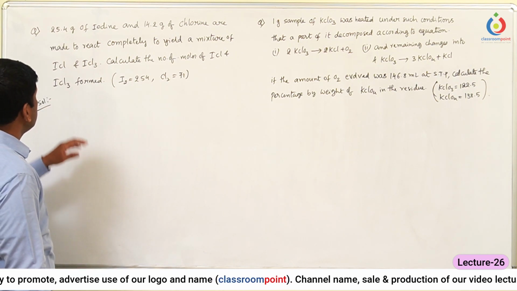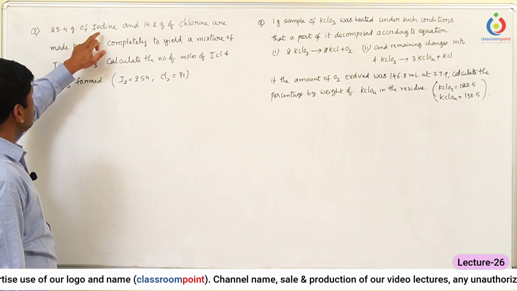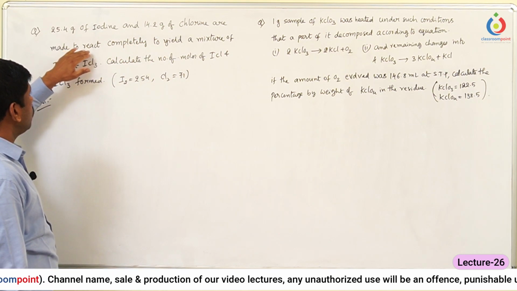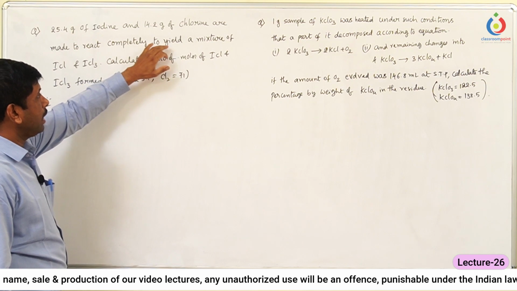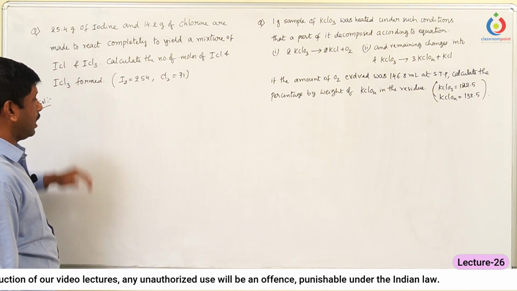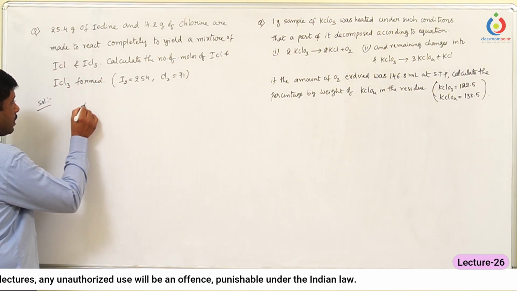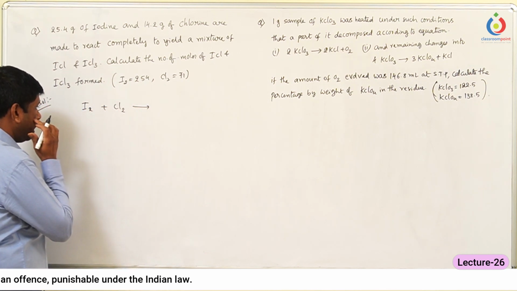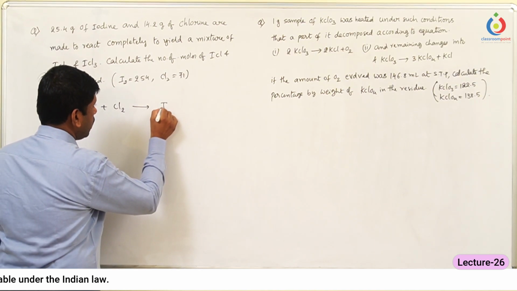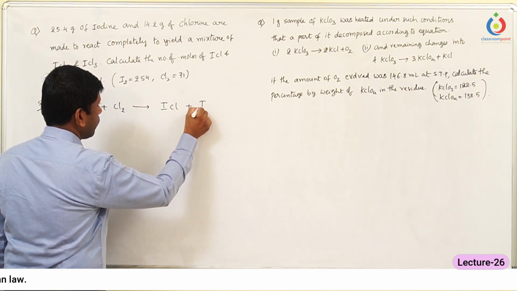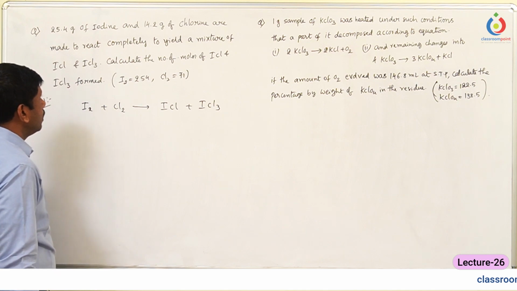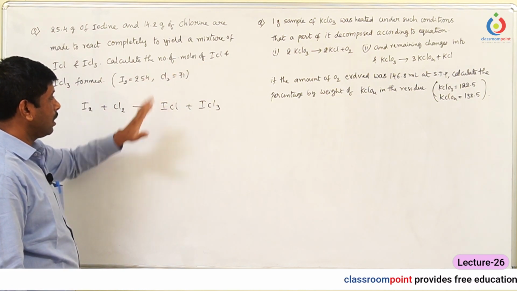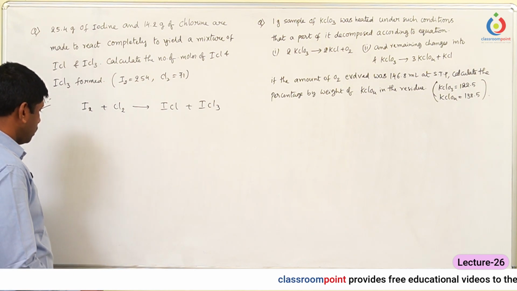See, 25.4 grams of iodine and 14.2 grams of chlorine are made to react completely to yield a mixture of ICl and ICl3. So let's write down the equation for that. I2 plus Cl2 react completely, finally giving ICl plus ICl3. Calculate the number of moles of ICl and ICl3 formed. Molecular masses are given. So let us try to solve.